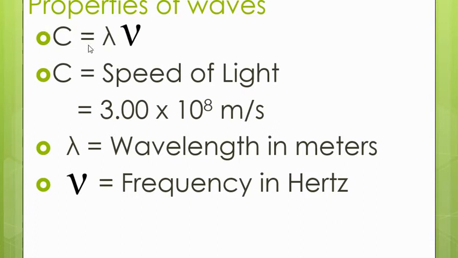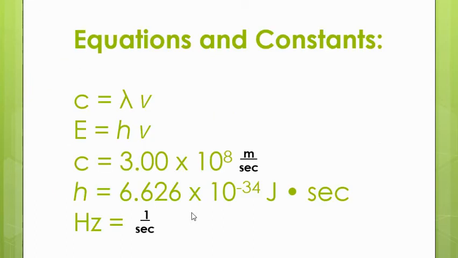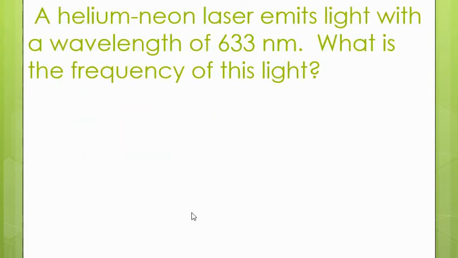So here we have some problems that we're going to be solving. We need to have some equations handy. We have the speed of light equals the wavelength times frequency. The speed of light is a constant, and this symbol stands for wavelength and this one stands for frequency. Here we have a helium-neon laser. It's going to emit a wavelength of 633 nanometers. They want to know the frequency of that light. Well, the first thing we need to do is change these nanometers into meters.